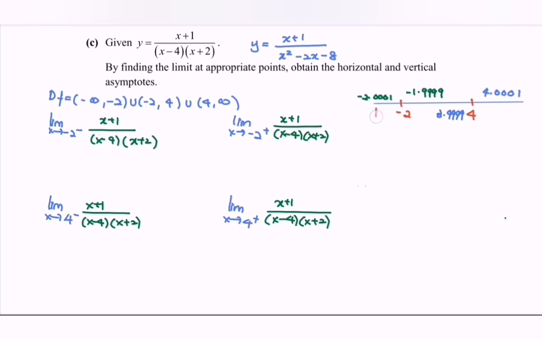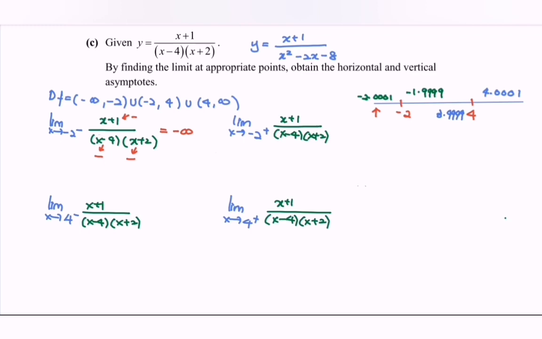So now we are going to substitute the situation. Making use of negative 2.0001, substitute into this part, and we will have negative. If we substitute in this part, we also have negative. Same goes to this part, we have negative. So we have negative infinity. Meaning that the limit when x approaches negative 2 from the left for the function f(x), the value of y will be decreasing without limit.